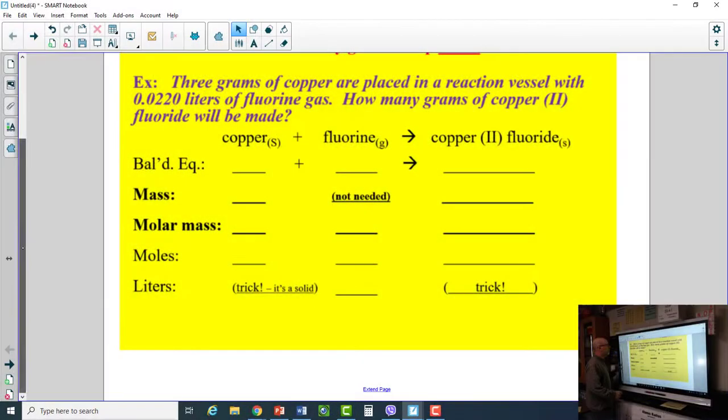All right, let's do a sample problem. 3 grams of copper are placed in a reaction vessel of some sort with 0.0220 liters of fluorine gas. How many grams of copper 2 fluoride will be made?